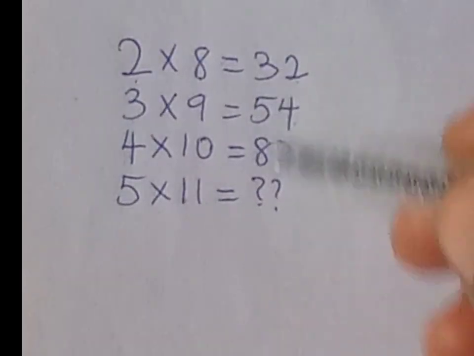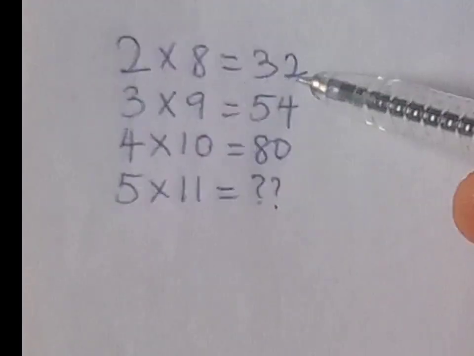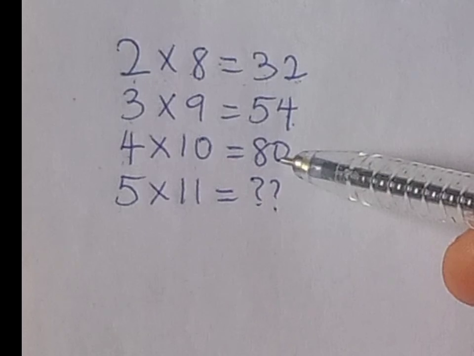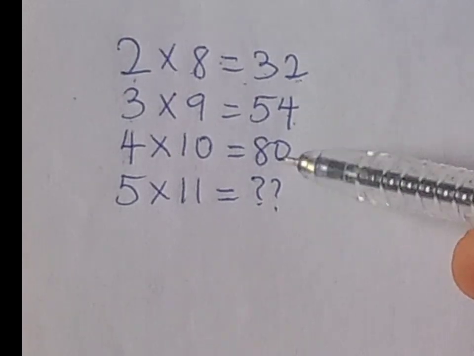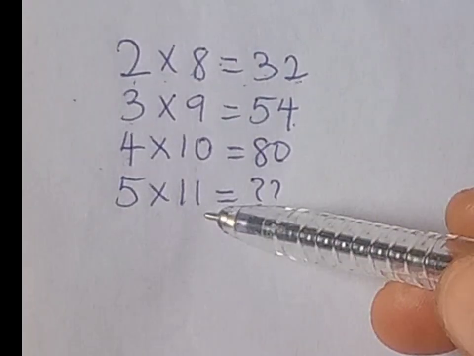Can you crack this math puzzle? 2 times 8 equals 32, 3 times 9 equals 54, 4 times 10 equals 80. Following the exact and same logical rule, what is the answer to 5 times 11?